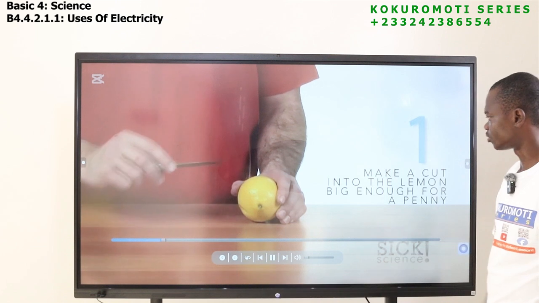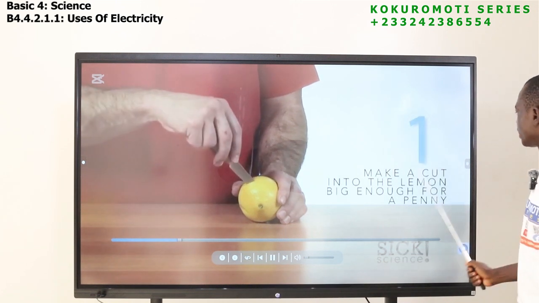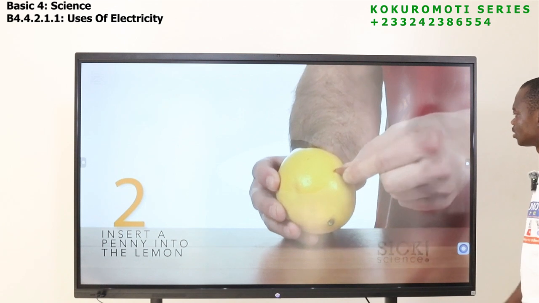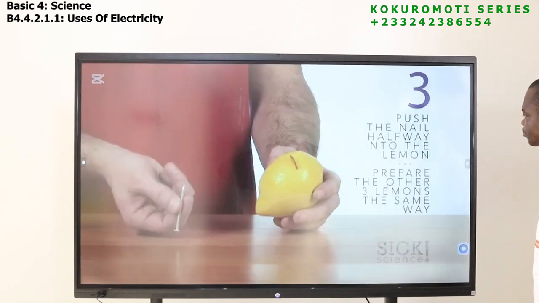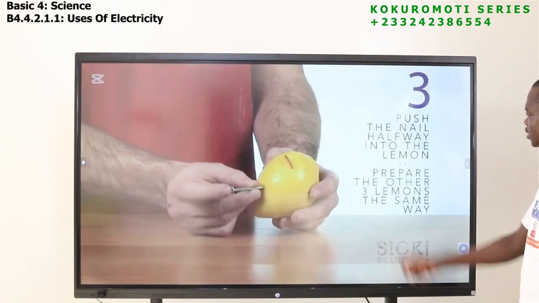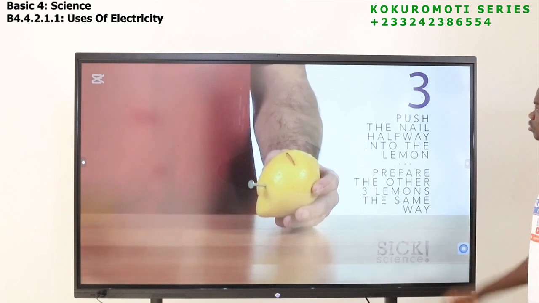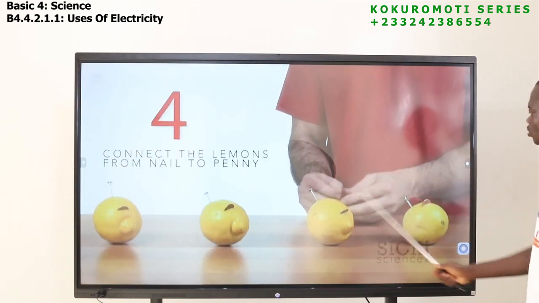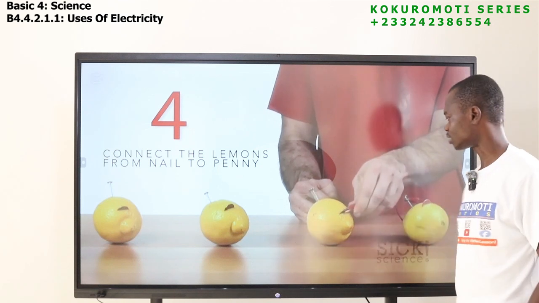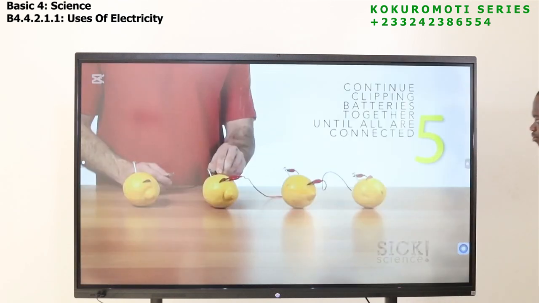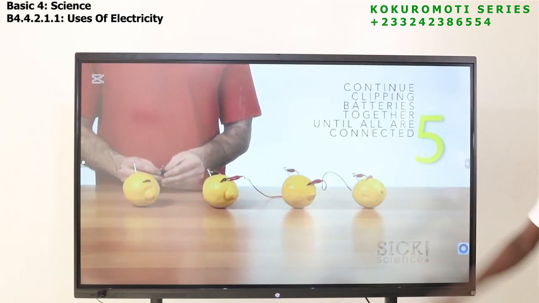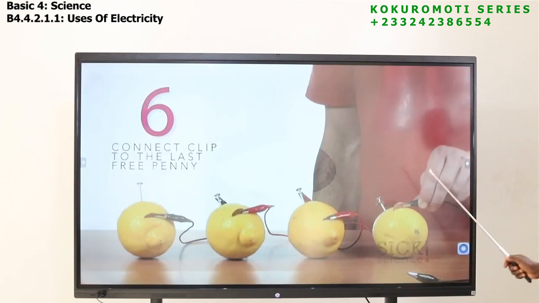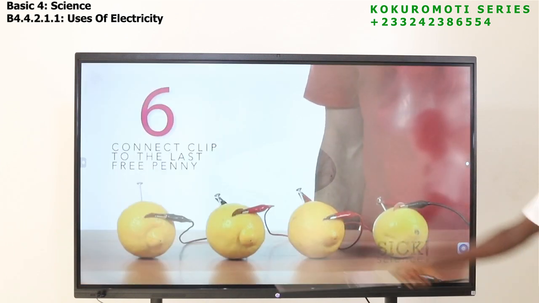Okay, so let's move on. Make a cut into the lemon, and then you fix the coin, and you also fix the nail. You do the same thing to the 4 lemons. After that, you connect them with wires. So look at how it is done. Now we have them there. All of them are connected. Now we are coming to connect this end to this one.